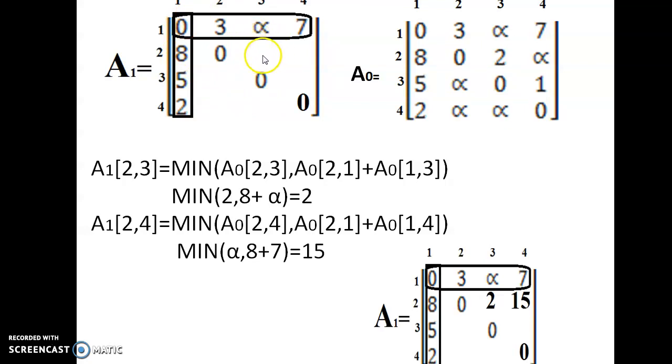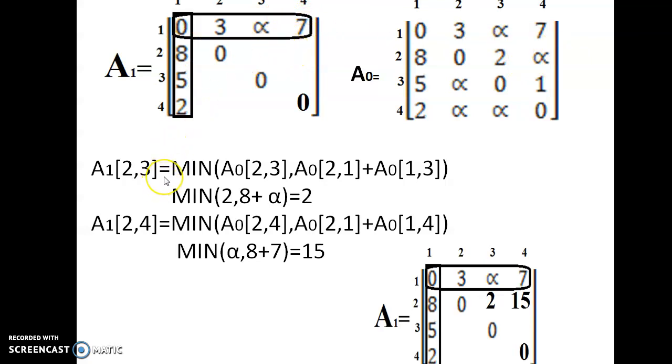We find this value such that it is the minimum of this value and the addition of these two things. The value we have here is 2, and the addition of these two, that is 8 and infinity, is infinity. So of 2 and infinity, which one is minimum? 2 is minimum, so we keep the 2. And in this place it was the minimum of infinity and 8 plus 7, that is 15. So 15 is less than infinity, so 15 is placed.